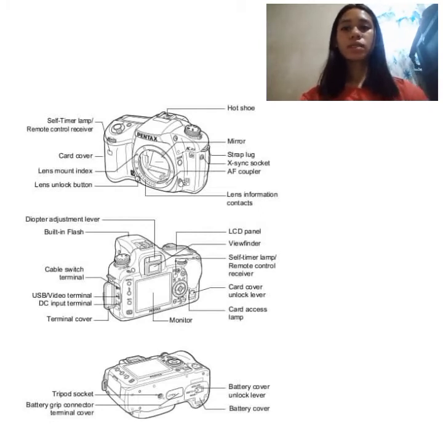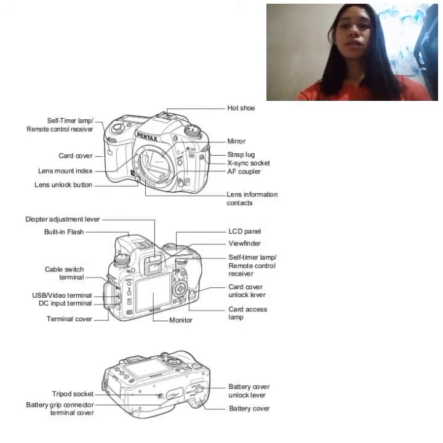Lens unlock button. Lens release button. Press this button to unlock the lens mount and detach the lens by rotating it. You don't need to press it when mounting a lens. Lens mount index. The lens mount index is a mark on the lens mount that helps you to attach the lens securely to the camera body.